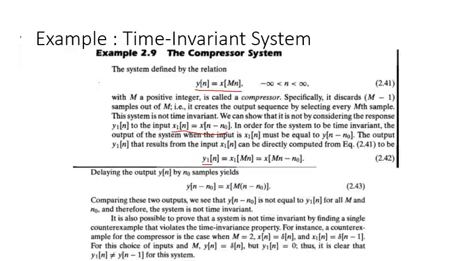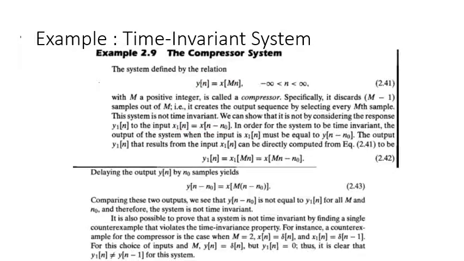Now here we are delaying the output. So we know that when we have to delay the output, we have to make a change in the n. Here we have n, here we have n. If I'm going to replace n with n minus n naught here, we have to replace n with n minus n naught here as well. So if we compare this and this, these two are not equal. So here the system is not time invariant. You got my point?